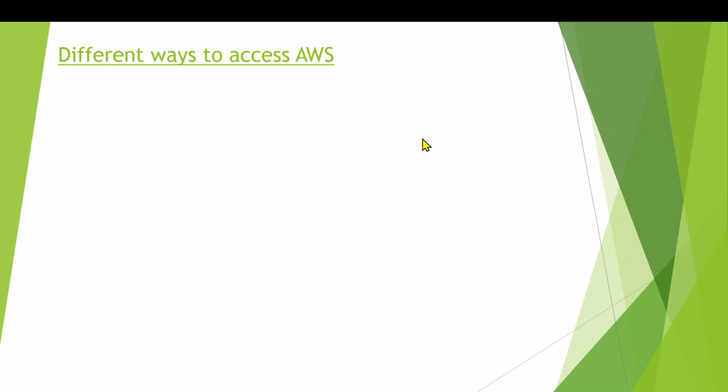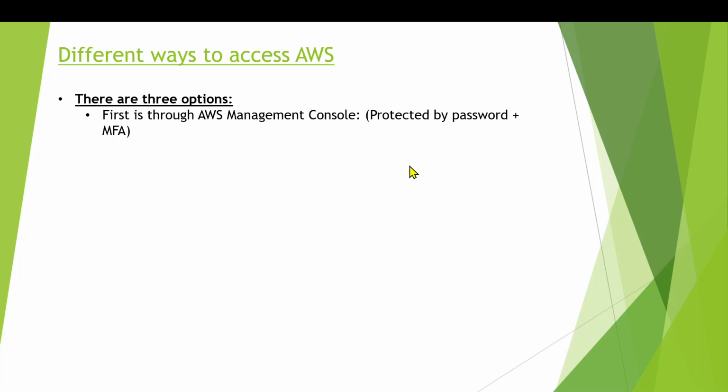There are a total of three options to access AWS, and the first one is through the Management Console, through the GUI. Right on the browser, we open the AWS web page, and that's how we access. That is the first one, and it's protected using a password plus MFA. MFA is another authentication method. If you are not familiar with it, I would recommend viewing the previous video. So that is the first option.